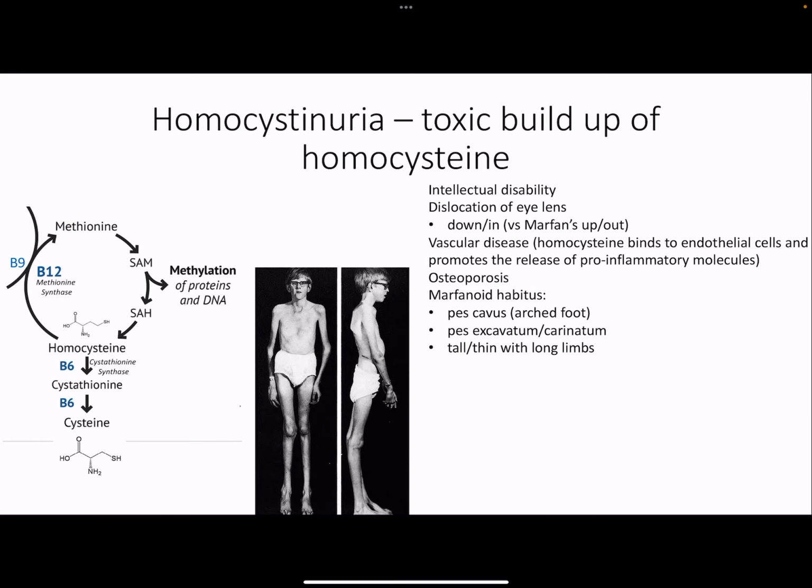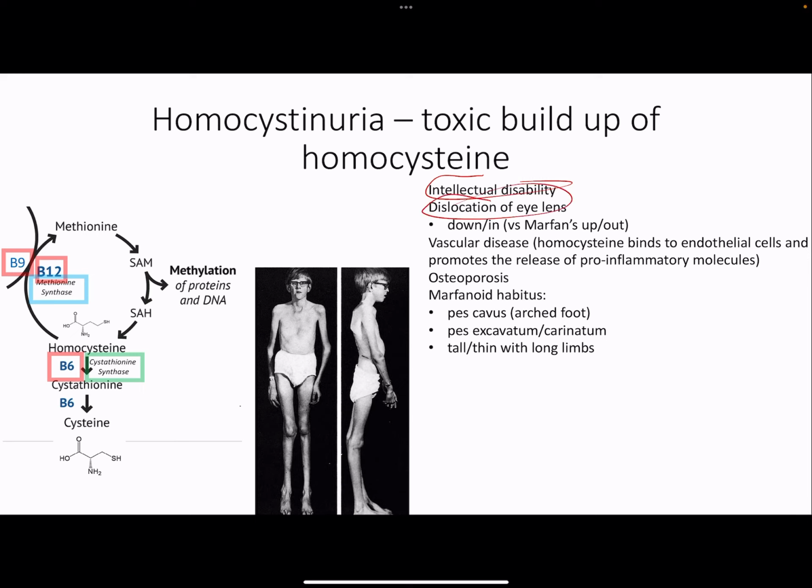So homocysteine can build up and cause a syndrome called homocystinuria. Homocysteine is going to be in the urine, but it causes a lot of bad things as well. How do you get this? B9 deficiency, B12 deficiency, B6 deficiency. You can't go any of those ways. Similarly, methionine synthase deficiency, cystathionine synthase deficiency as well. This causes an intellectual disability, dislocation of the eye lens.